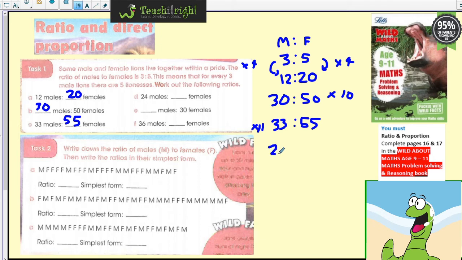Got 24 here. 3 times what gets you to 24? If I couldn't spot it, I would do 24 divided by 3. 24 divided by 3 is 8, so I know it needs to be 8 times bigger. And of course, 5 times 8 is 40. Again, here, I've now got 30. So starting from 5 always, so 5 times what gets you to 30? It's 5 times 6. So I do the same to the other side. 3 times 6 is 18.